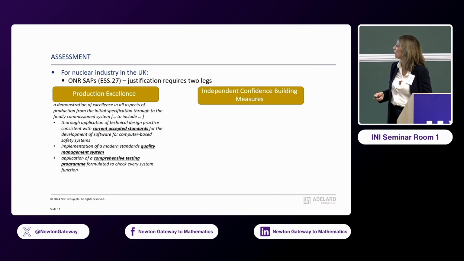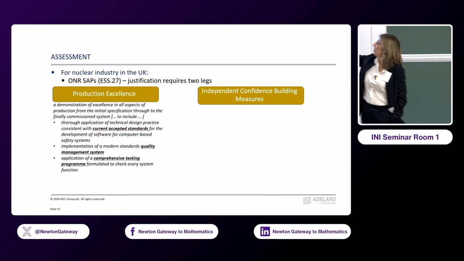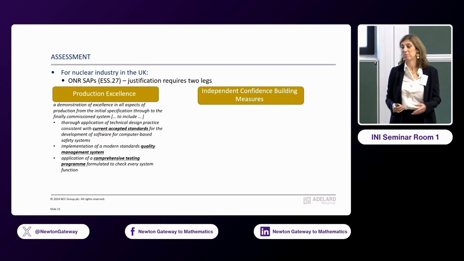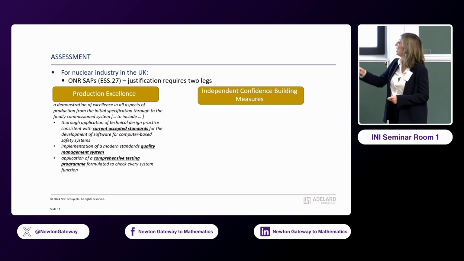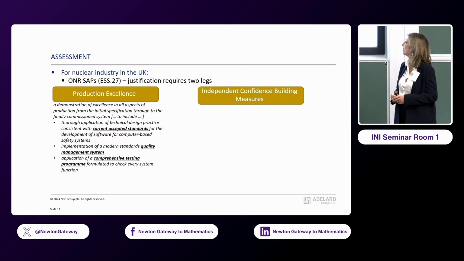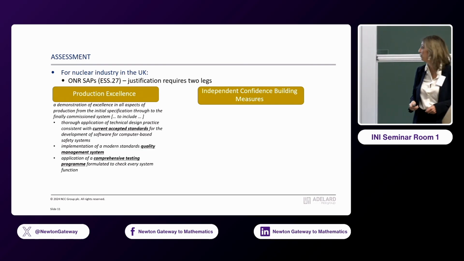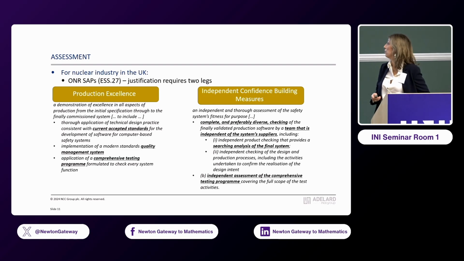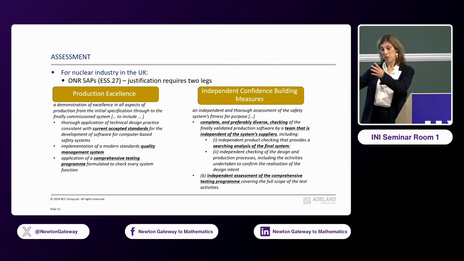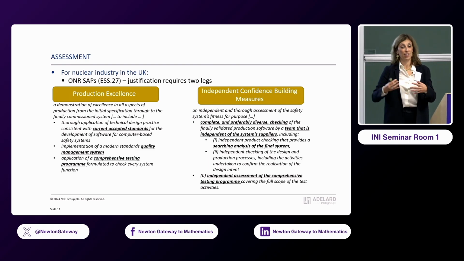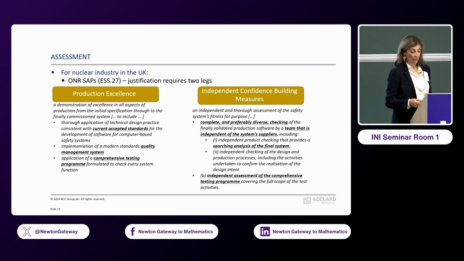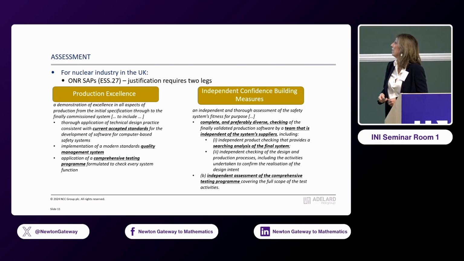So I'm not going to spend a lot of time on this, but one part is production excellence. It's saying, I've developed this using the relevant good practice, the way that people should develop these systems. So consistent with current standards, we've got a good quality management system, and I've tested everything. And then the other part is independent confidence building measures. So independence of how you develop, someone independent from your development team comes and does additional challenges and checks to show that your system or your component behaves as it should do.